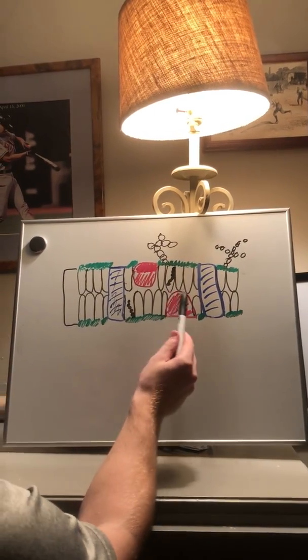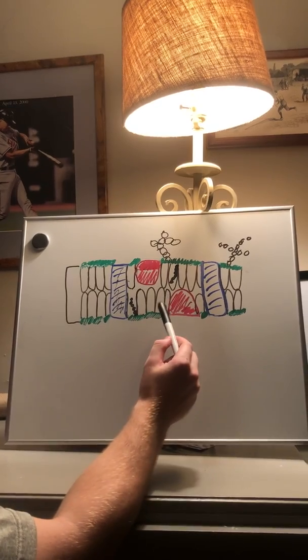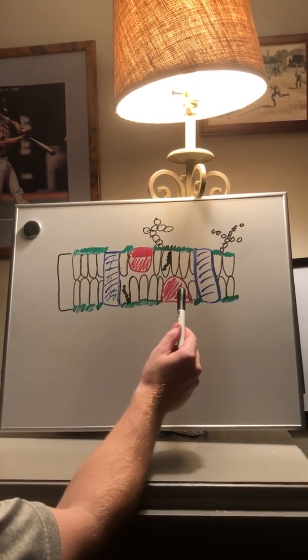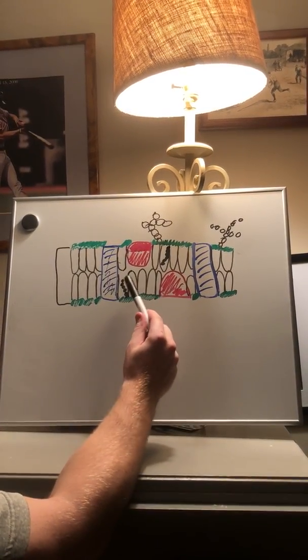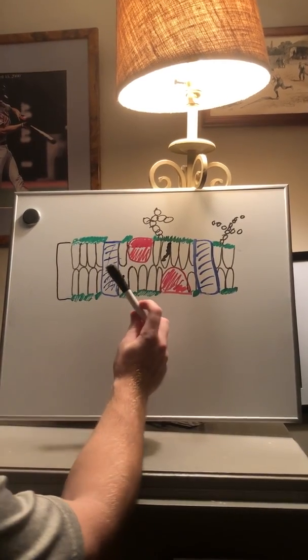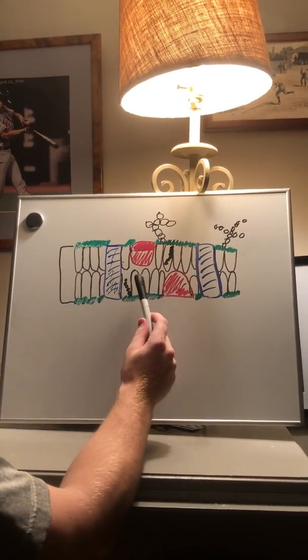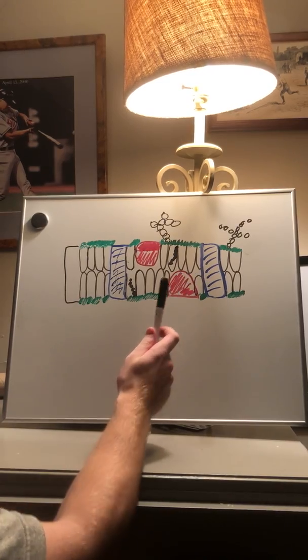Our peripheral proteins, which we have here in red, are located on the surface of the membrane, and are bound to either integral proteins or lipids. They also move laterally, but occasionally can move across.